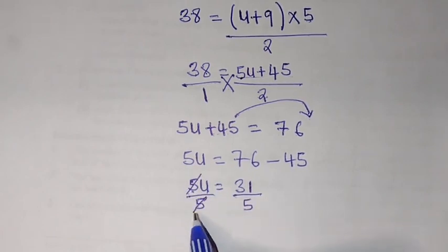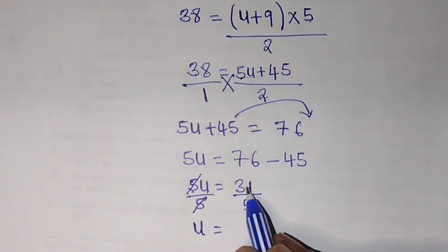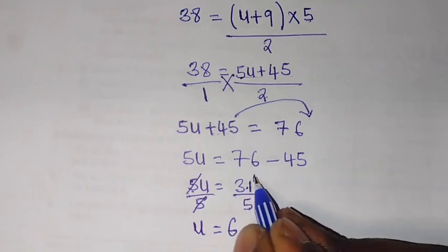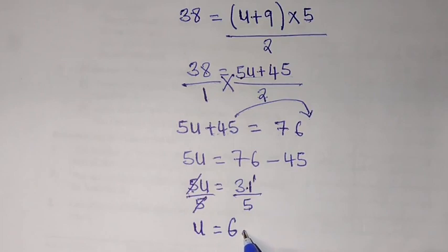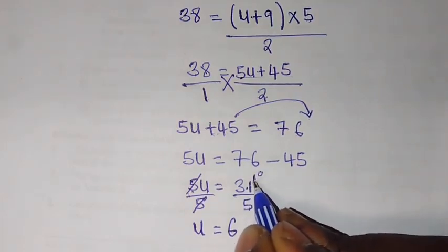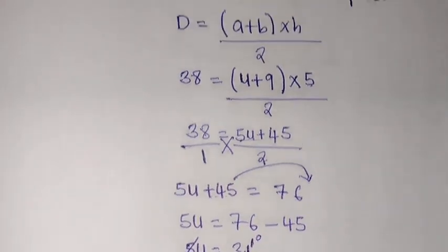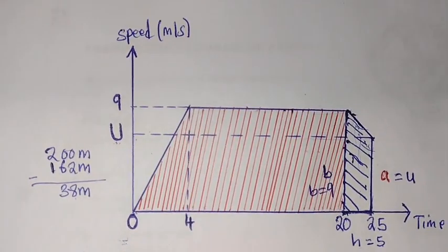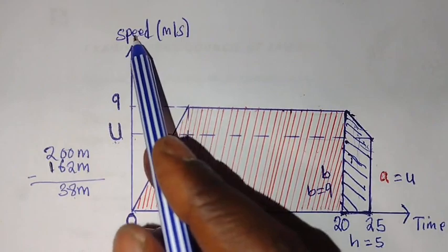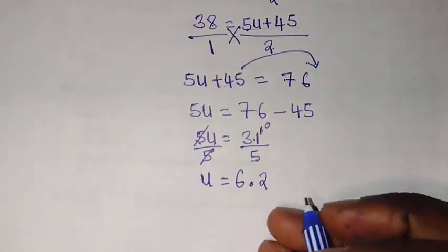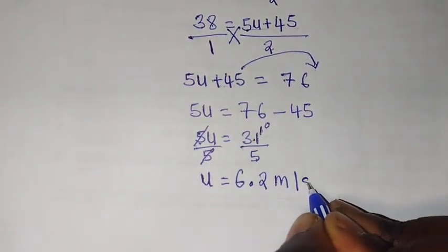So that this and this will cancel. You remain with u equal to 31 divided by 5. 5 into 31, there are 6 times, remainder 1. 5 into 1, it can't, so you put a point. To this one, you add a 0. So 1 and a 0 becomes 10. 5 into 10 is 2. So what units are we going to put? We look at the graph where u is. u is in speed, so the unit is meters per second. So where there is this value, we are going to put meters per second.